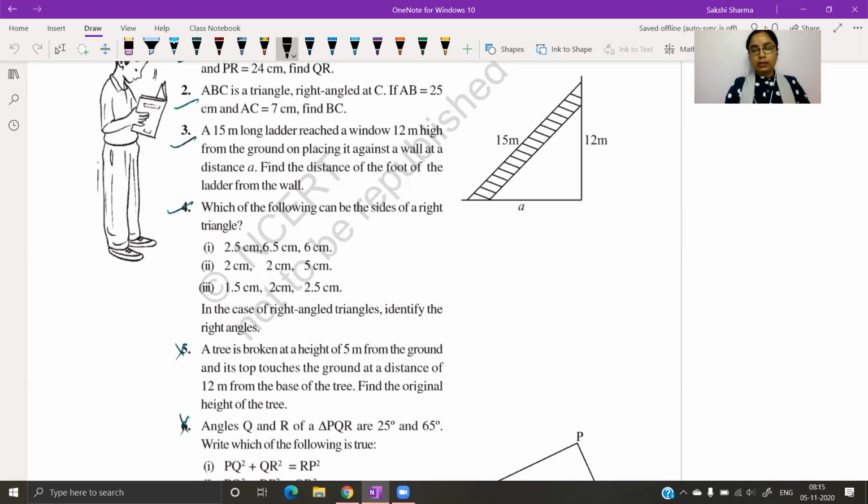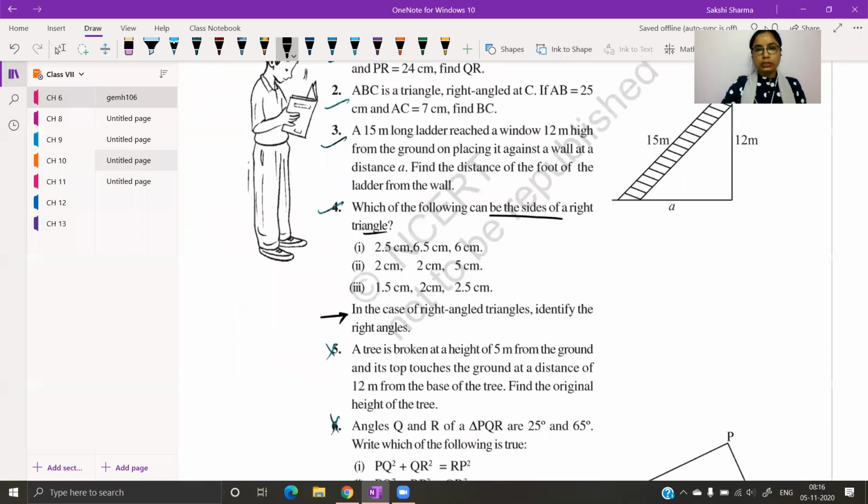So you have been given these sides here. As you can see, there are 3 parts, and a triangle has 3 sides, so हमें 3 length दी हुई है. They are saying which of these can be the sides of a right triangle. इनमें से कौन सा triangle जो है वो right triangle बन सकता है. And later at the bottom they are asking, in case of right angled triangles, identify the right angle. आपको right angle identify भी करना है. So let's start with the first part. I'll just show you how you have to do this.